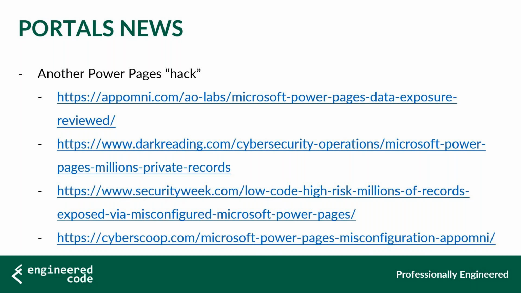But the big learning from that one was that Microsoft changed it so that you could no longer disable table permissions for a list. Table permissions were always enforced, so if you wanted anonymous users to access data, you had to go into the web roles and explicitly enable anonymous users to have the permissions to see the data.